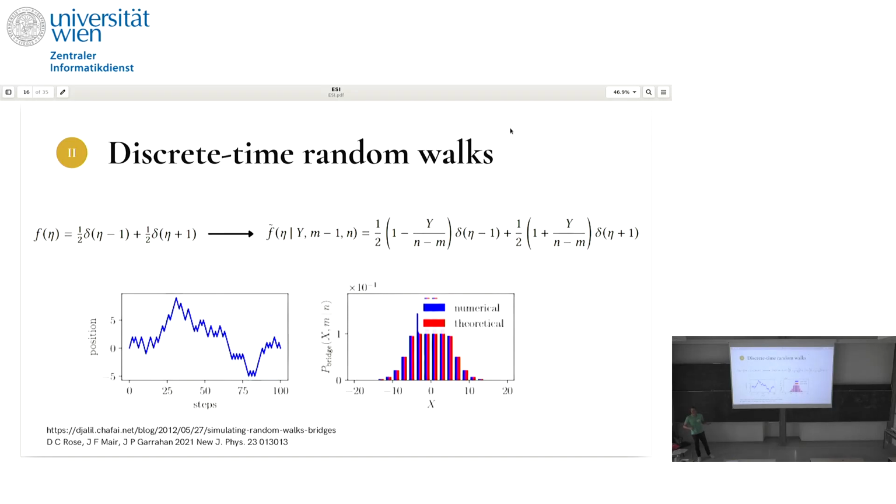So let me give an example now about discrete time. If we specialize to discrete time, this is just a lattice walk plus minus 1.